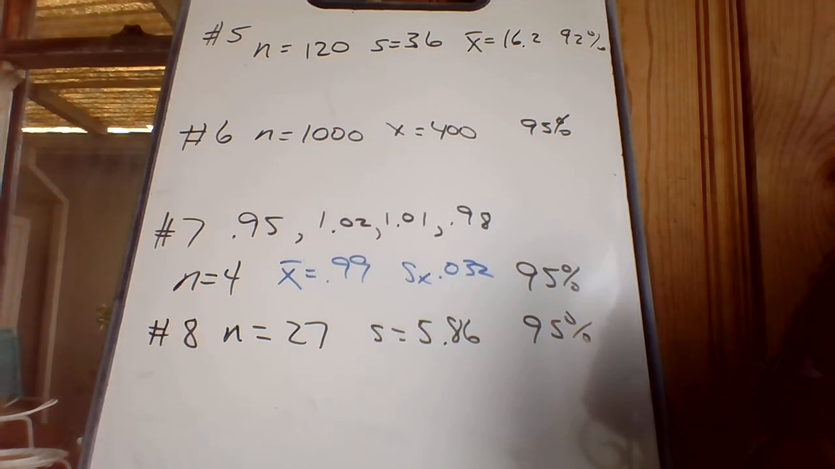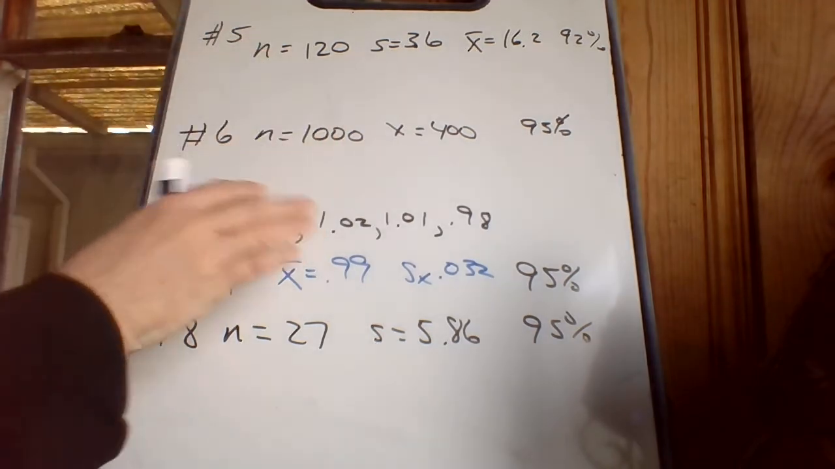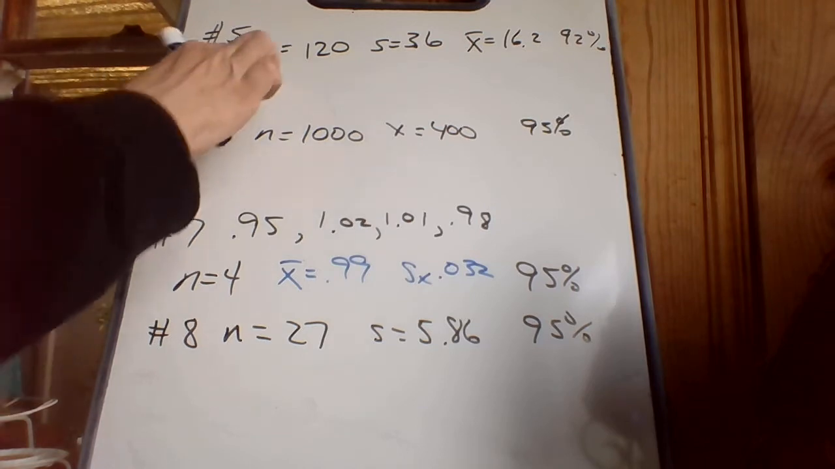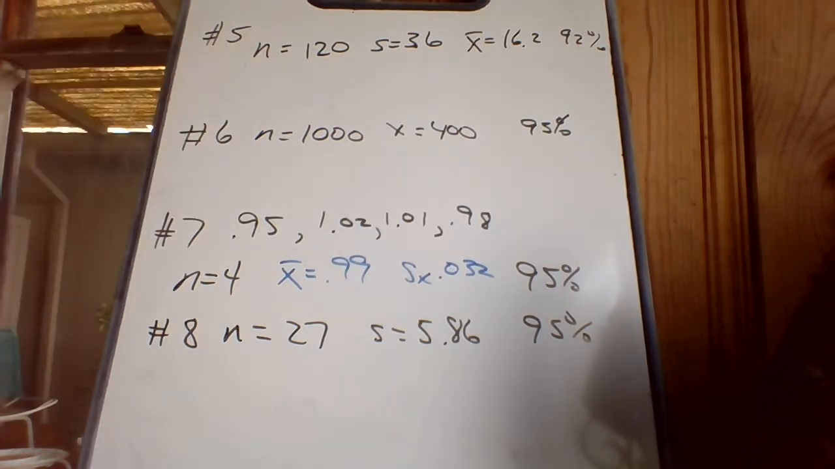Okay, so I need to use, it's definitely not prop. I've got some sort of sigma I've got to use. All right, so I'm going to use Z. Stat, tests, Z interval. Sigma is 3.6. X bar is 16.2. N is 120. C level, usually it's 0.95, but for some reason this one says 0.92, so I'll go with that. All right, calculate.